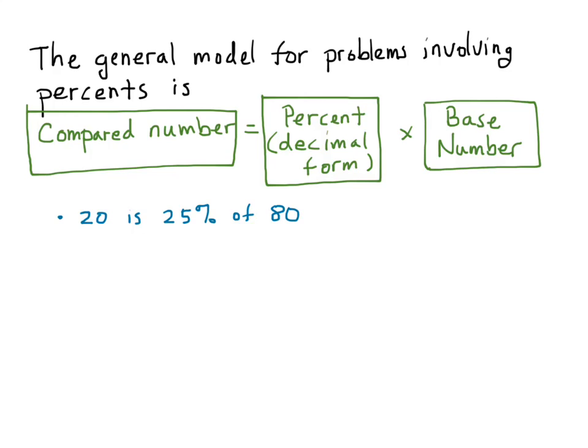And you see here the compared number, the percent, and the base number, 80. Now remember those key words. Of is oftentimes a word that means multiplication, and is is often the word used for the equality. And so my diagram up here where I have the equals and the times translates right into that statement, 20 is 25% of 80. Another example is just 125 is 50% of 250.